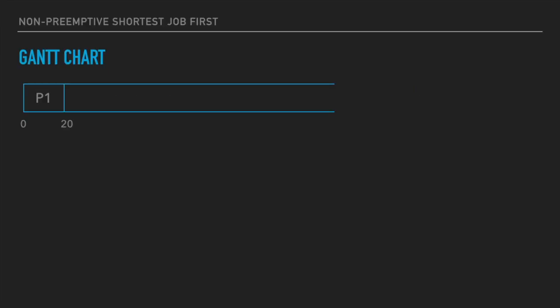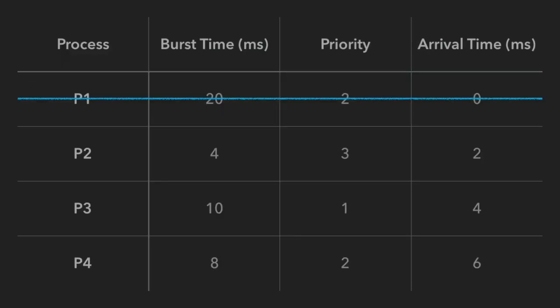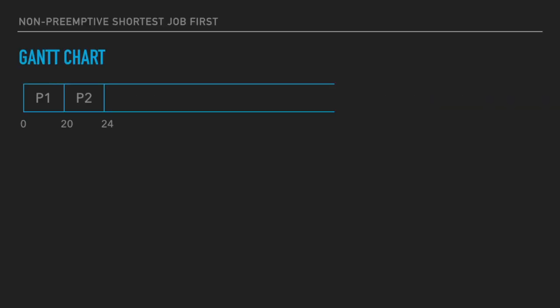So now the current time is 24. Since P2 has been fully executed, we can remove it from the table. So now the only remaining processes left are P3 and P4. Out of both of these processes, P4 has the shortest burst time at 8. So P4 will be executed next. So now, the current time is 32. Since P4 has been fully executed, we can take it off the list.